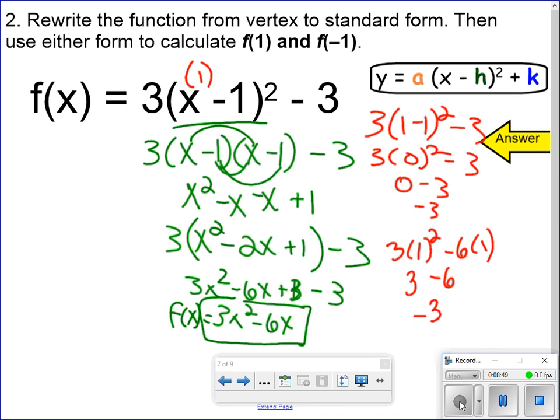So again, this will be a good check for you. If you don't get the same value, then you know that something was off in your standard form equation. Again, if I plug in negative 1, I won't necessarily have positive 3 or negative 3, but I should end up with the same value in both equations.